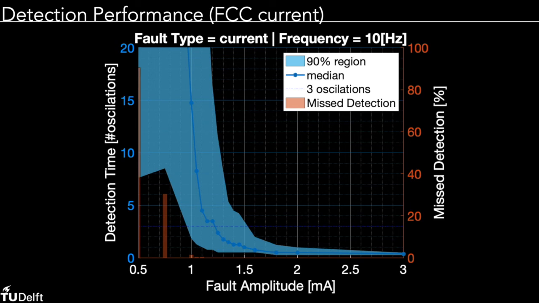On the red axis, the percentage of missed detections is shown in the form of a bar diagram. One can see here that after 1.1 milliampere, there are no more missed detections, and that the median detection time dips under 3 periods around 1.3 milliamperes. And at 1.6 milliamperes, over 90% of the detections are within 3 oscillations.